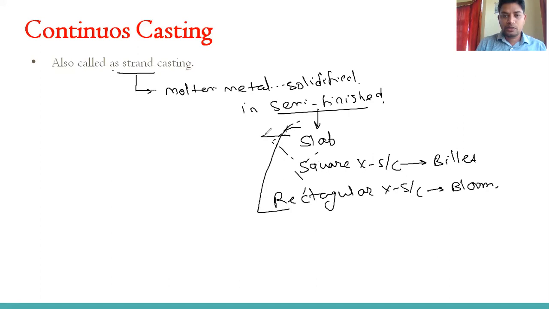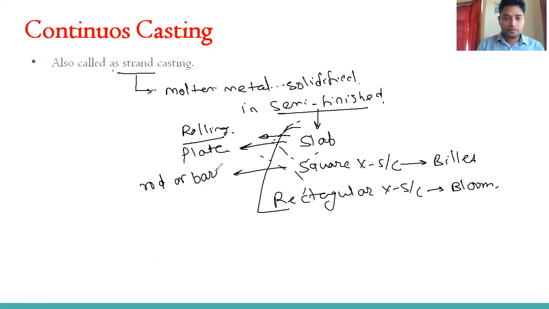After the semi-finished product we are applying the rolling, and through the rolling the slab is converted into small-thickness sheets or plates. The square section is converted into rods or bars, and the rectangular cross section is converted into I section or H section. So these are basically the finished products, which are the final products.